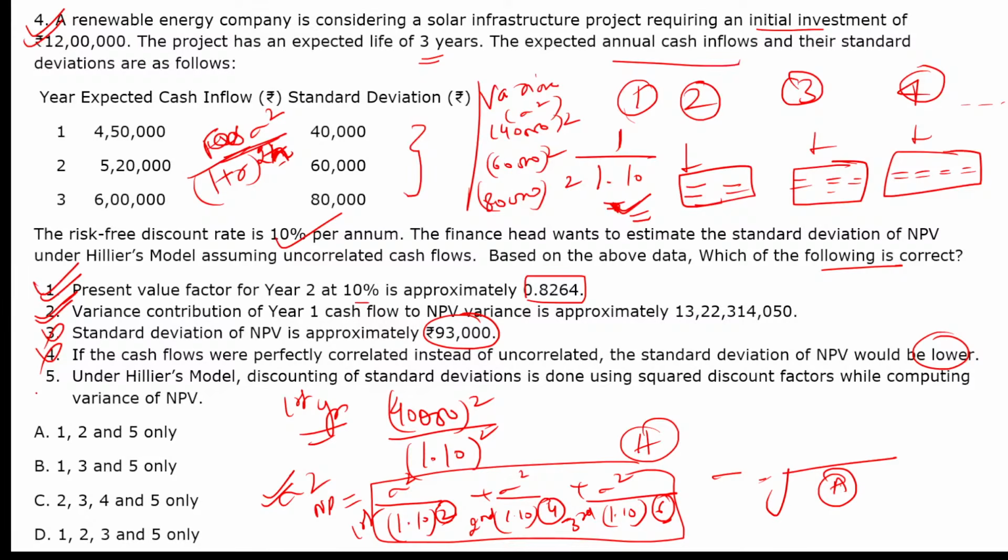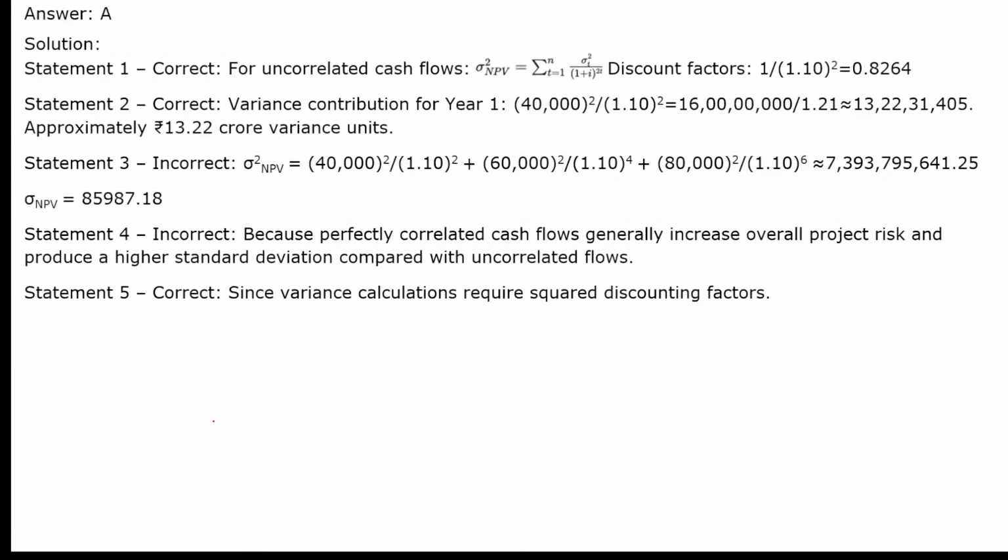Under Hiller's model, discounting of standard deviation is done using a squared discounting factor. Correct. While computing the variance of NPV, we square the standard deviation. That is why 40,000 square. So 3 and 4 are incorrect. So A is the correct answer.